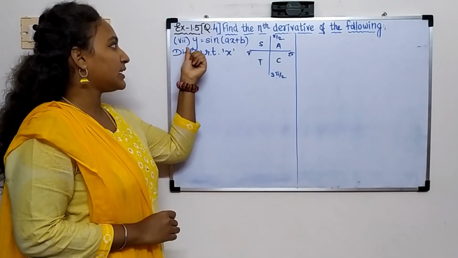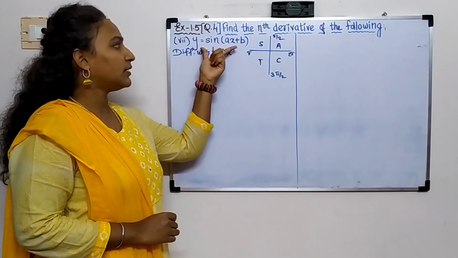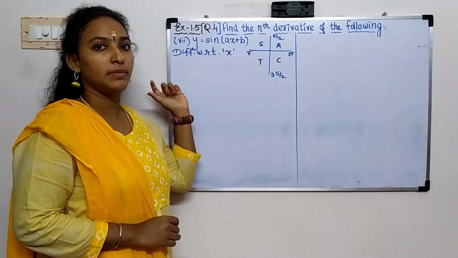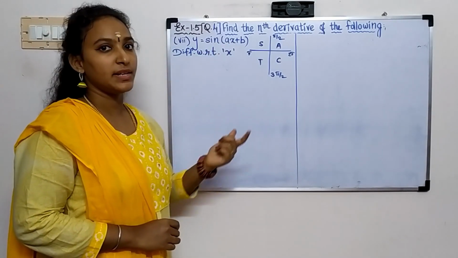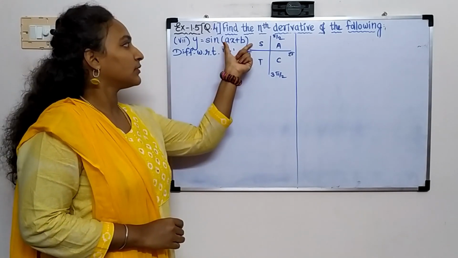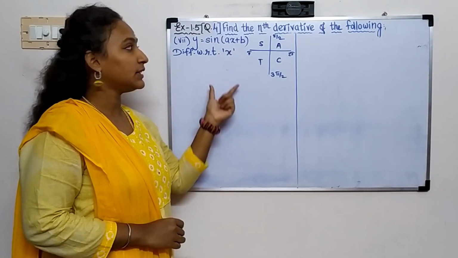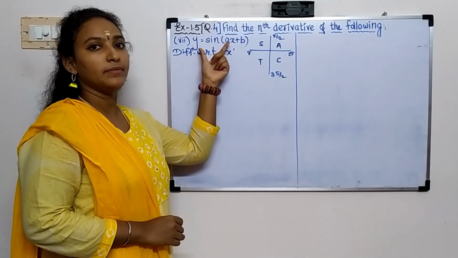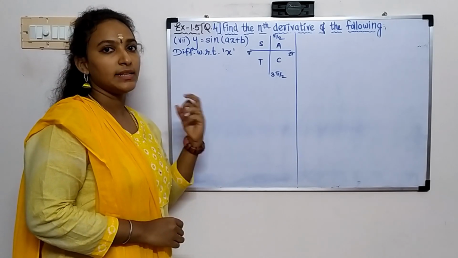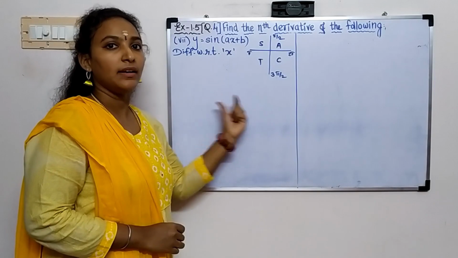The seventh question is y equal to sine ax plus b. This question is similar to question number 6 done in the previous video. There it was cos, here it is sine. It is a composite function. We know how to differentiate a composite function. Let us differentiate sine with respect to x 3 times and maintain the pattern sine all over.